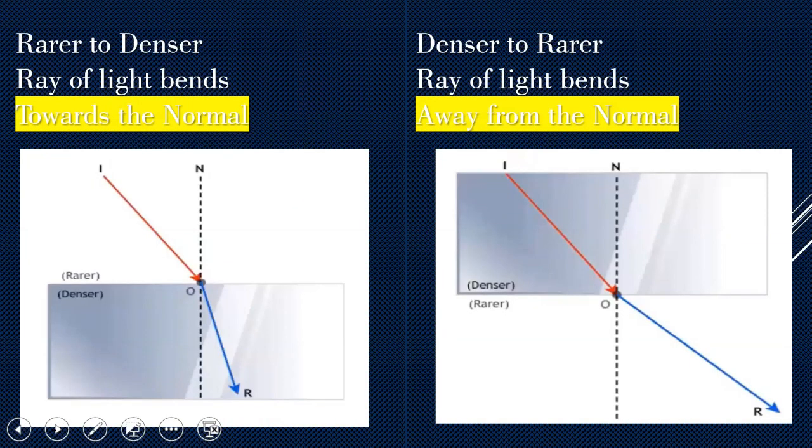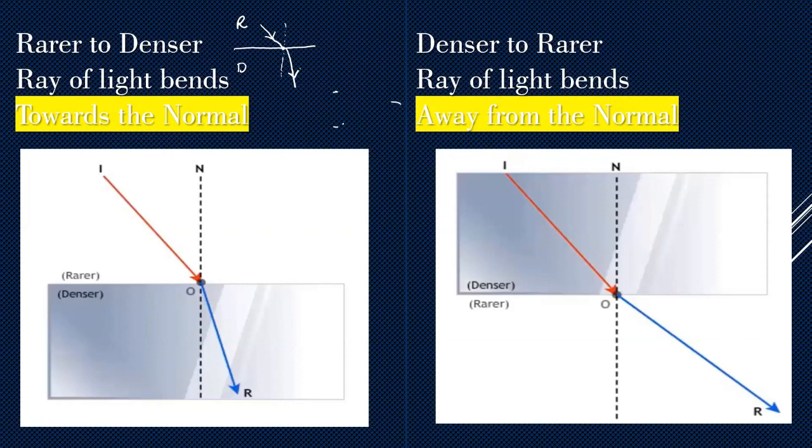See now, when you observe the first phenomenon, where is the refracted ray going? The refracted ray is bending towards the normal. So when will it bend towards the normal? When the ray of light travels from an optically rarer medium to an optically denser medium. This is my incident ray. At the point of incidence, I am drawing a normal. As it is going from a rarer to a denser medium, it will move towards the normal. Understood? This is the phenomenon which is taking place.